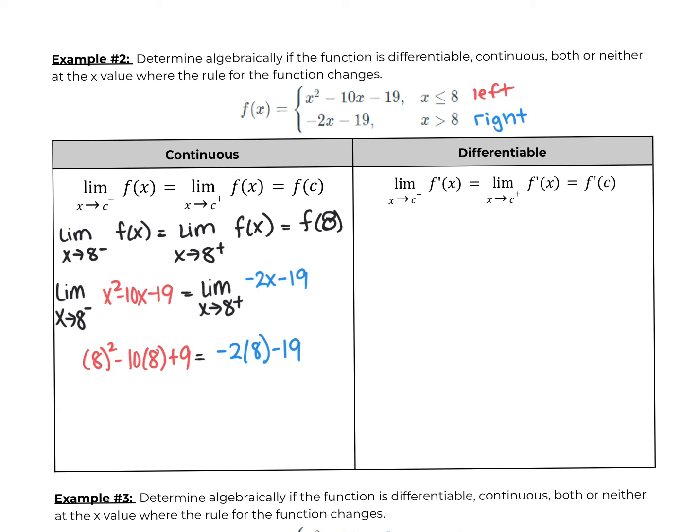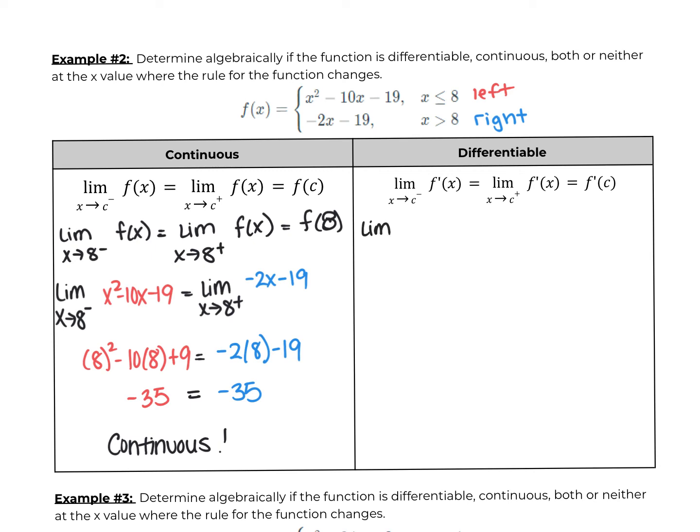All right, so on the left side of the graph, I got negative 35. And on the right side of the graph, I got negative 35. So since the left side equals the right side, we can say the function is continuous. All right, let's try differentiability.